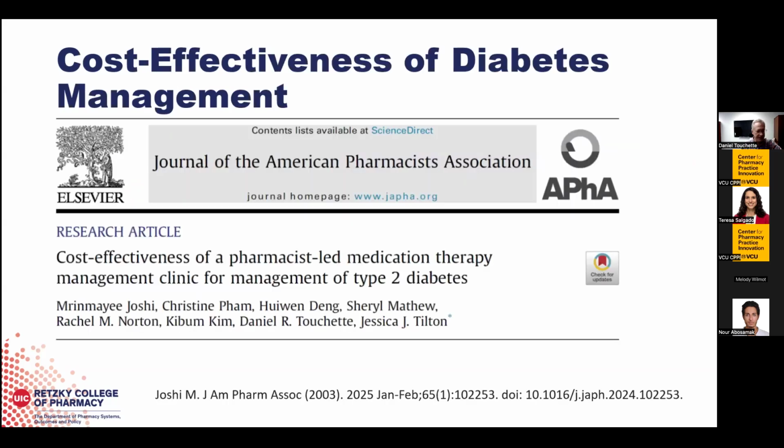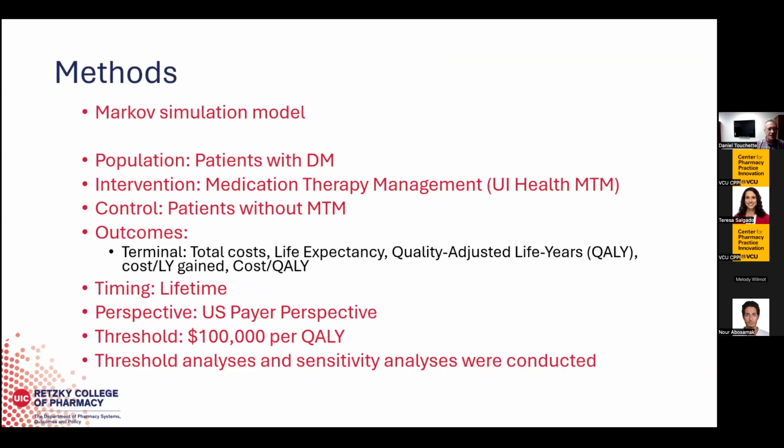All right, over the next 10 minutes or so, 12 minutes, I'm going to talk about this final study, which was just published in JAFA in February of this year. Again, it's a Markov simulation model. It's a more complex model because we're modeling a more complex condition with diabetes than we did with hypertension.